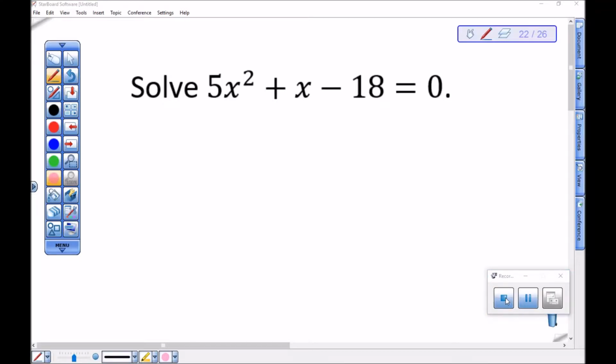Let's solve this quadratic equation by using the formula. So notice that it's already equal to 0, so it's already in ax squared plus bx plus c equals 0 form. So let's note what those values are.